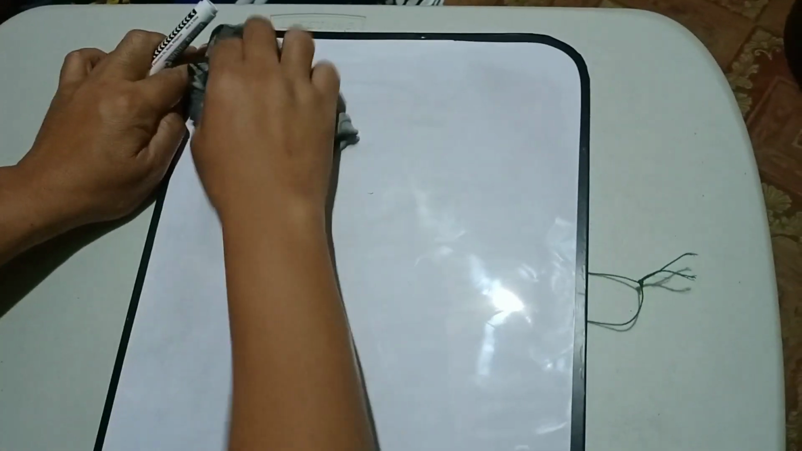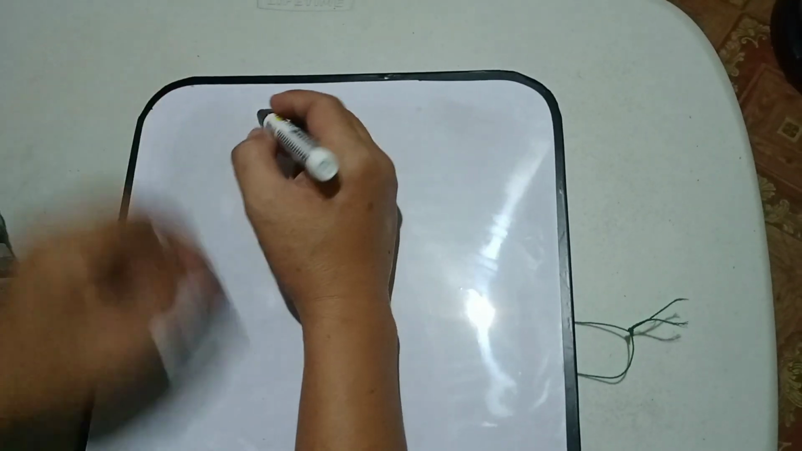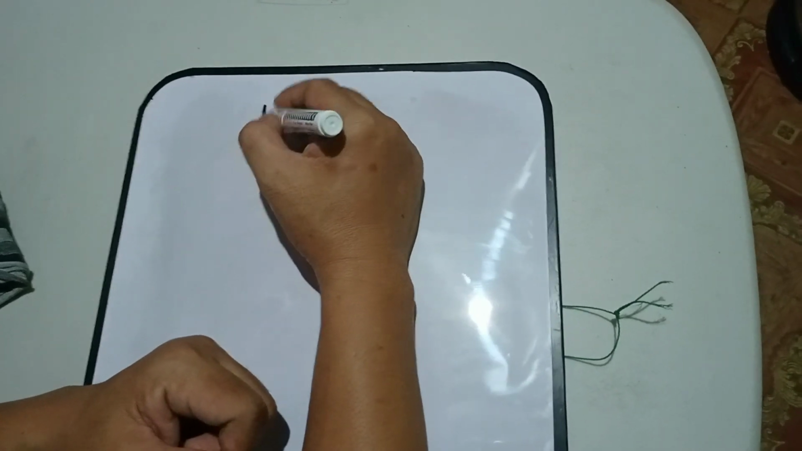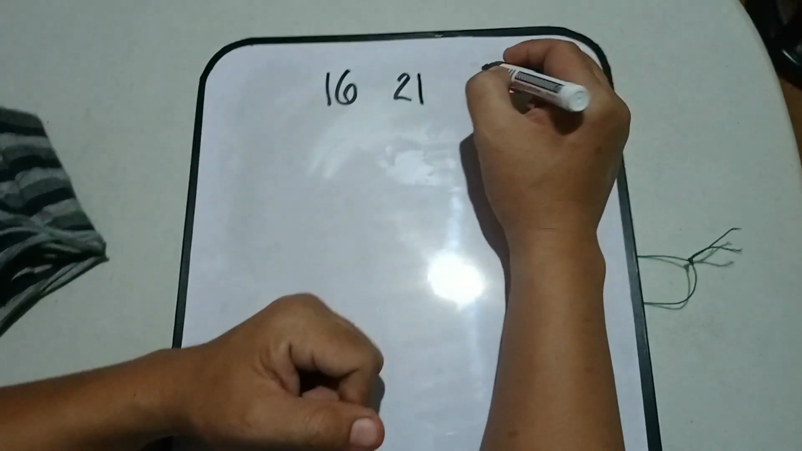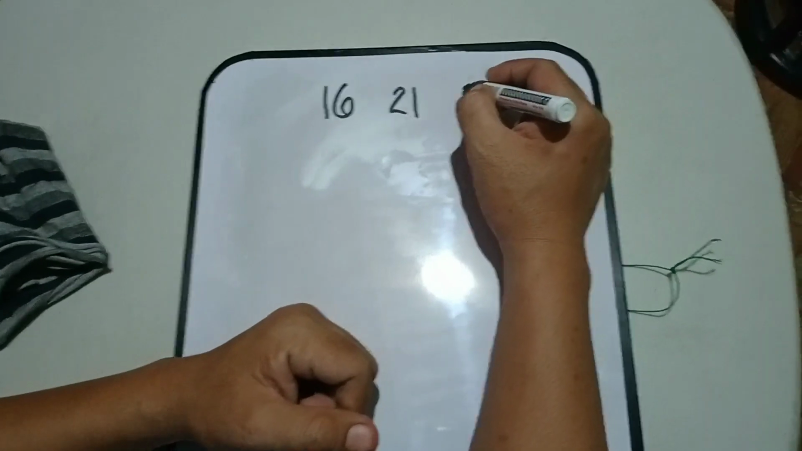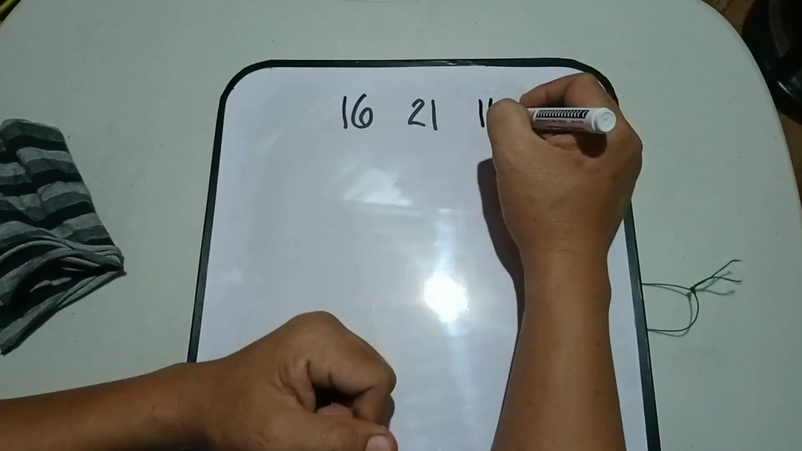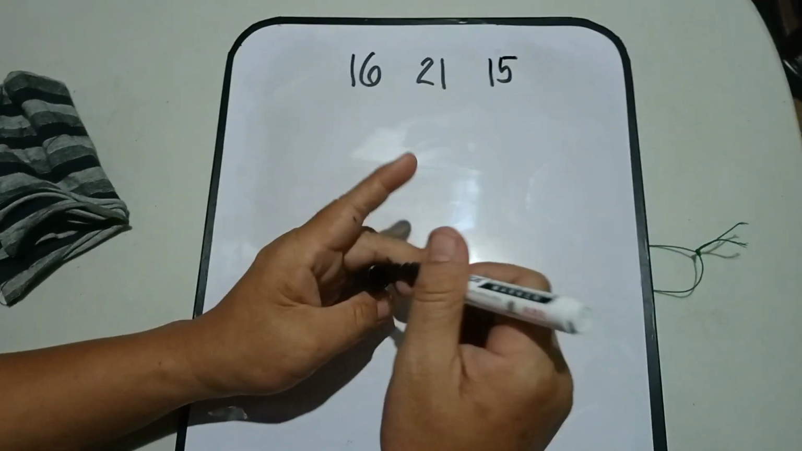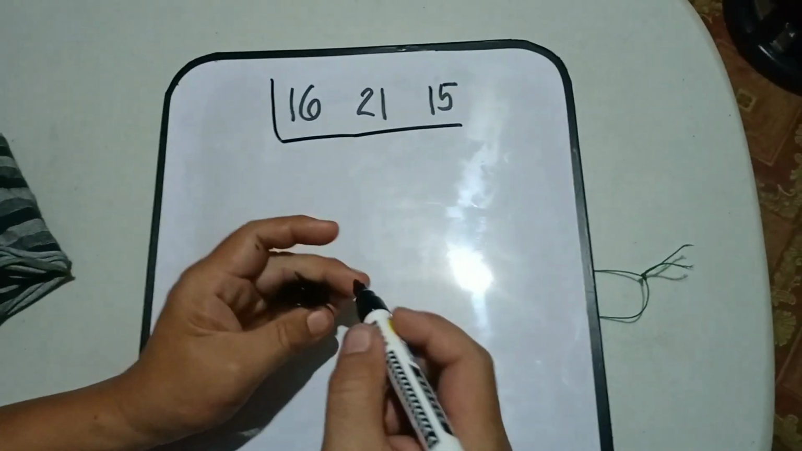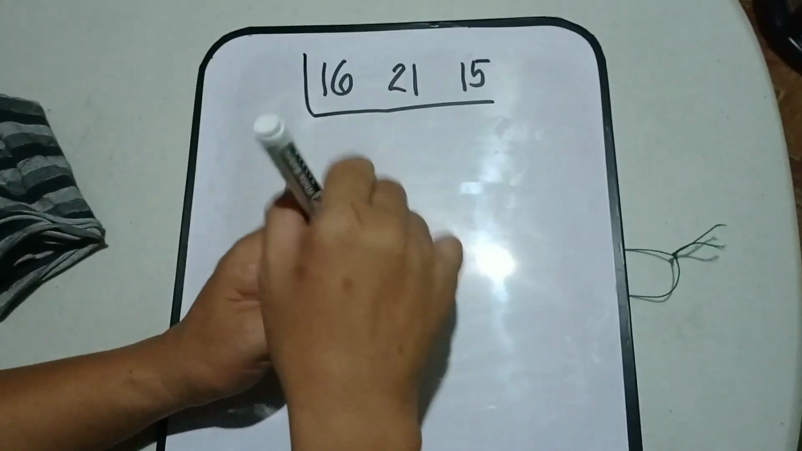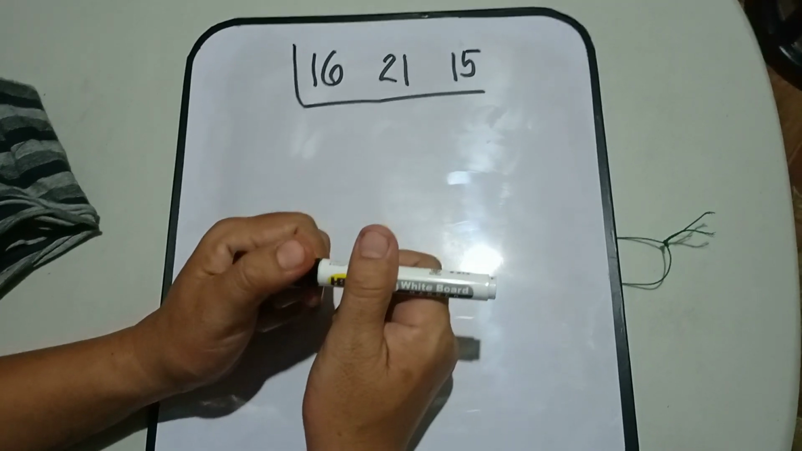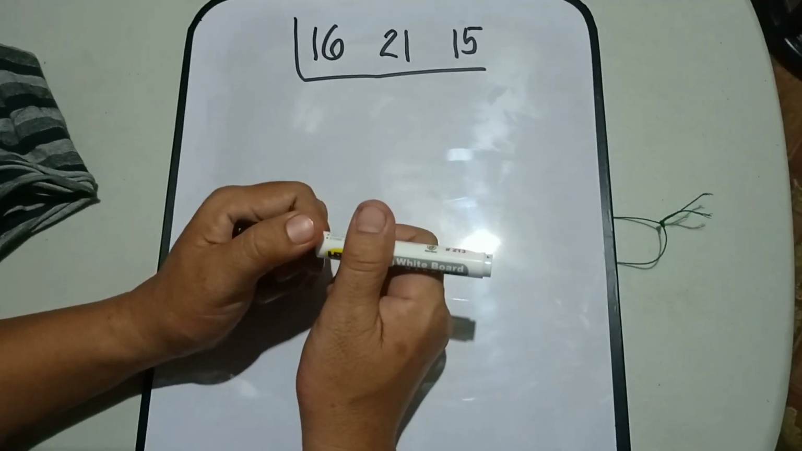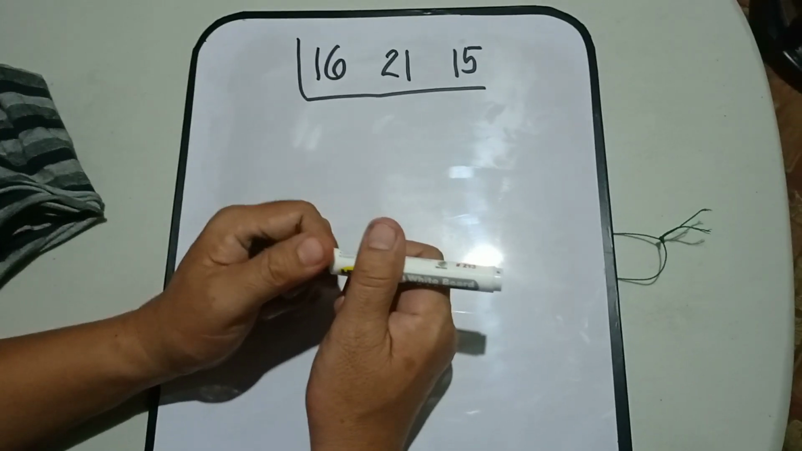Another example. What if you have 3 numbers? Okay, 3 numbers. Kunyari, we have 16, 21, and let's say 15. So, ano ba yung common factor sa kanilang tatlo? Si 15 at 21 divisible by 3. Si 16 wala. Hindi siya divisible by 3. So, that means wala silang common factor.